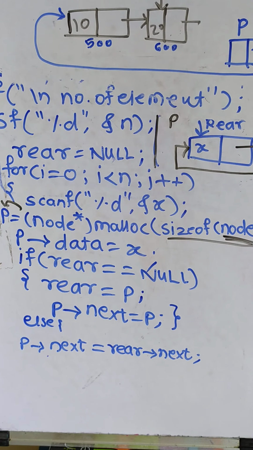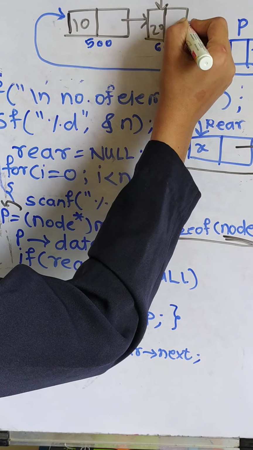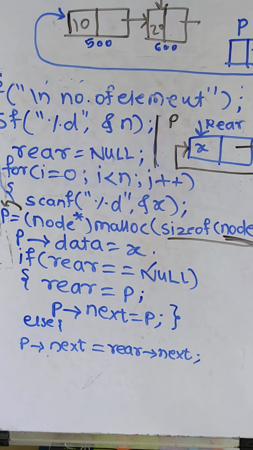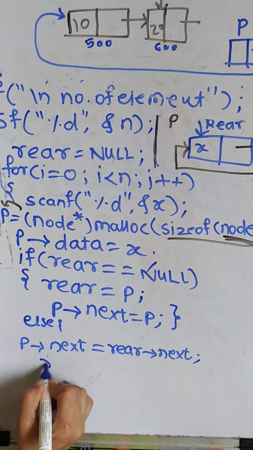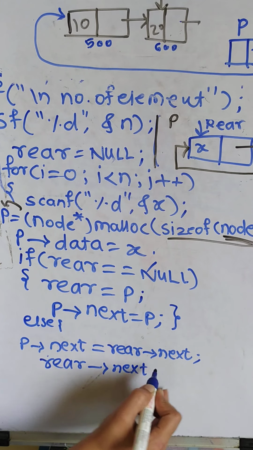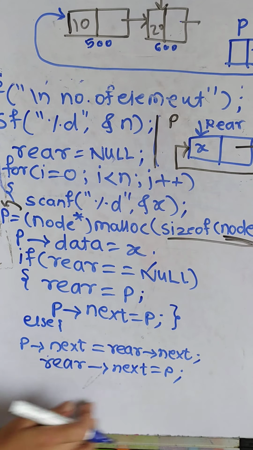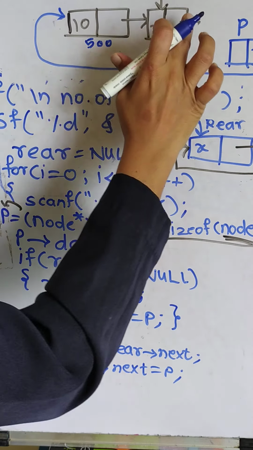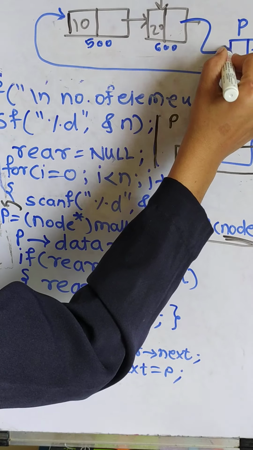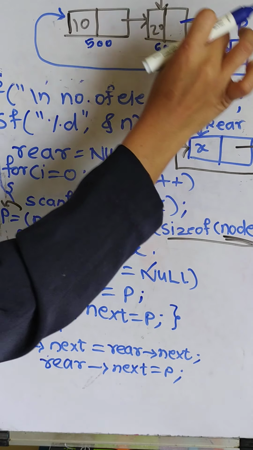After that, what is to be done? Rear's next equals p. Now rear's next, this is rear, rear's next equals p. Rear's next equals p means here we are now storing this p's address. We will store this rear's next as p. Okay, this rear's next as p.